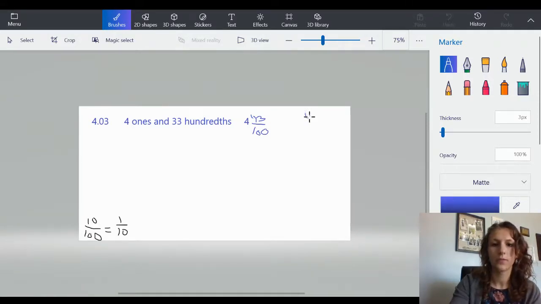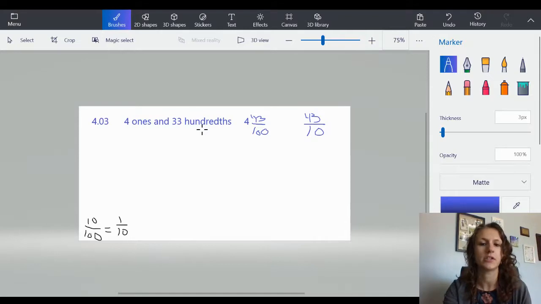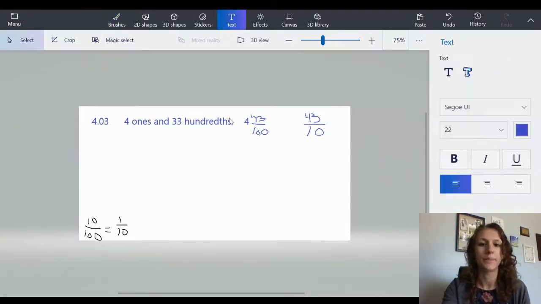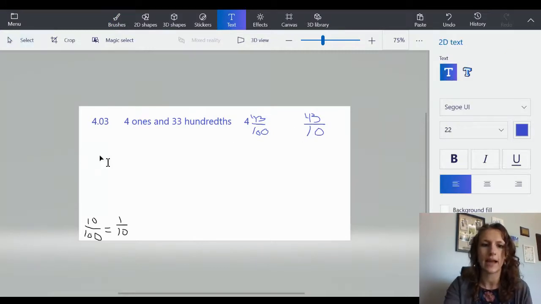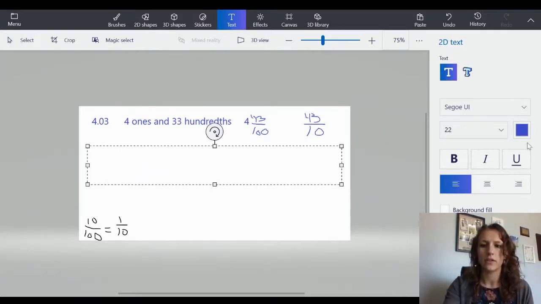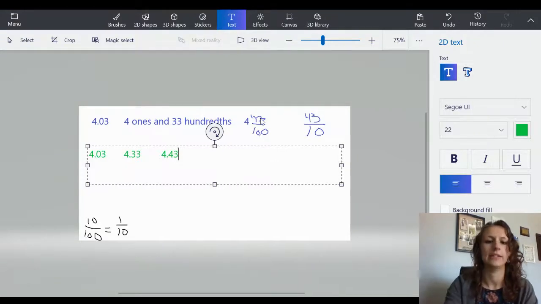43/10ths. As we're looking at all of these, I want to put all of them in terms of hundredths because I can see that's my smallest unit. I'm also going to put all of them in terms of decimals because that's where my mind is at today, and that's also the focus of our Module 6. My 4 and 3/100ths is already written as a decimal. 4 ones and 33/100ths would be 4 and 33/100ths as a decimal. My 4 and 43/100ths would be 4 and 43/100ths as a decimal.